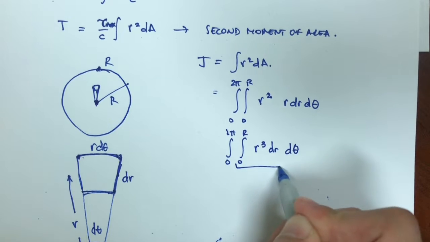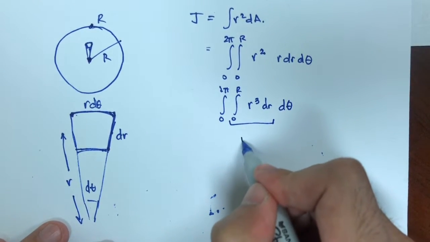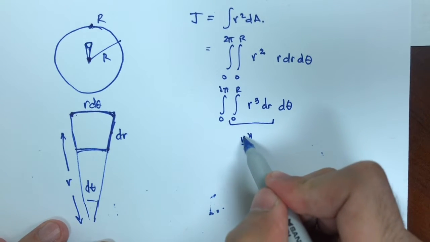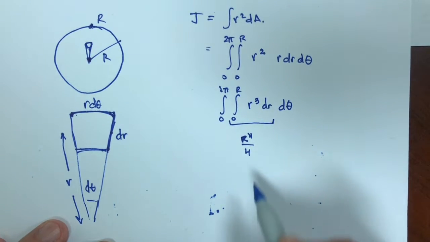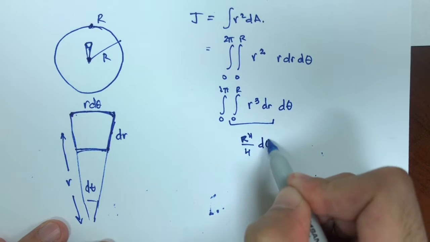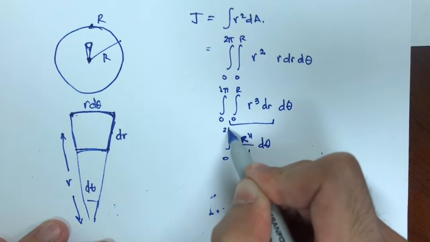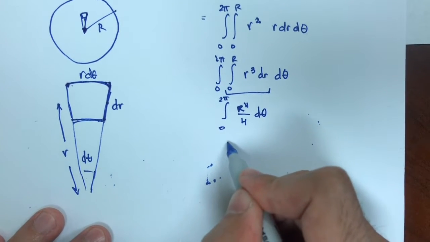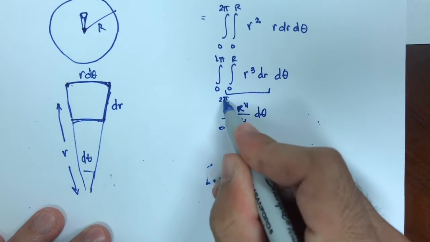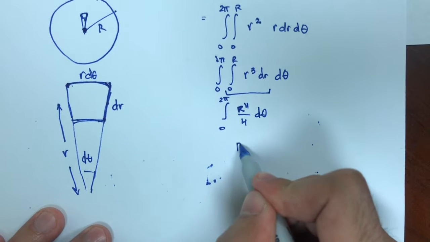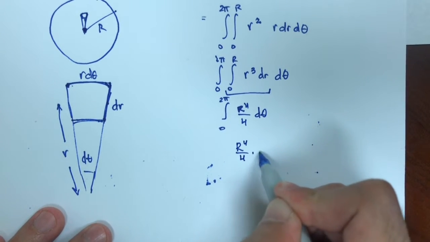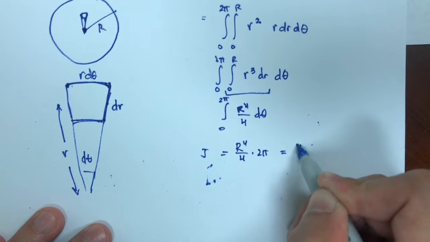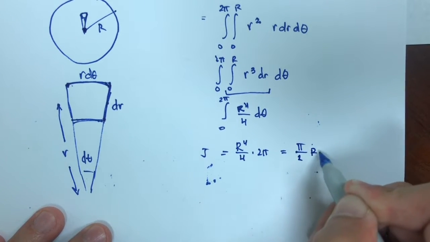So this first integral would just be r to the 4th over 4, evaluated at capital R and 0. So at 0 it's going to be 0, at capital R it would be this, and this would still be inside my second integral. And then from 0 to 2 pi of d theta would just be theta evaluated at 2 pi and 0. So r to the 4th over 4 times 2 pi is what J would be, and just by organizing this, it would be pi over 2 r to the 4th.